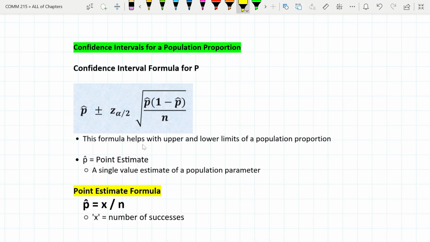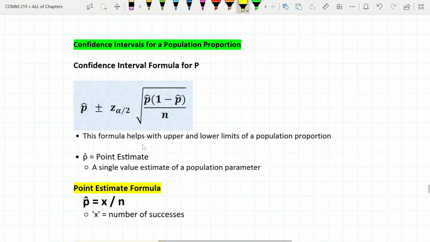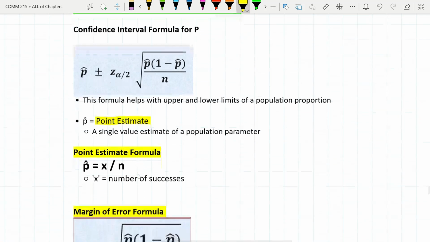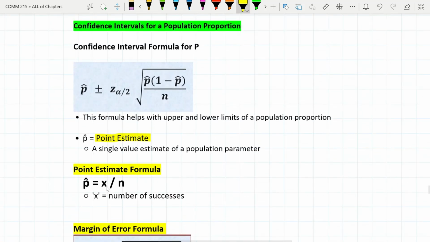So once you've gathered all the information needed, you would put it into this formula to give your final answer for the upper and lower limits of your population proportion. So what is the p with the hat? Well, it is a point estimate. Let me highlight that. It is a single value estimate of a population parameter. So the point estimate formula is x divided by n, where x is the number of successes.